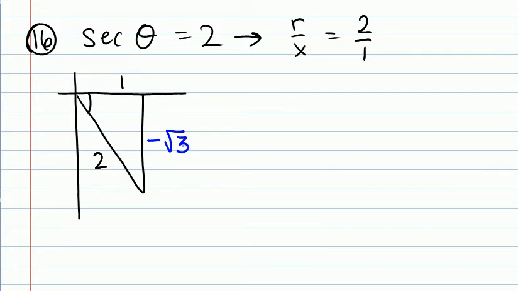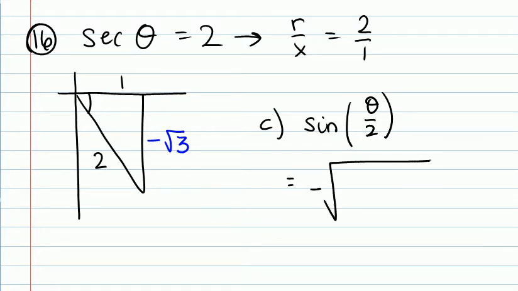Again, we're just doing parts C and D. For part C, we are looking for the sine of theta over 2. Again, it's a choice, positive or negative. If you look at where we're located, it's in the fourth quadrant. If you cut that in half, we will still be in the fourth quadrant. So the answer will be negative square root of 1 minus whatever the cosine is.